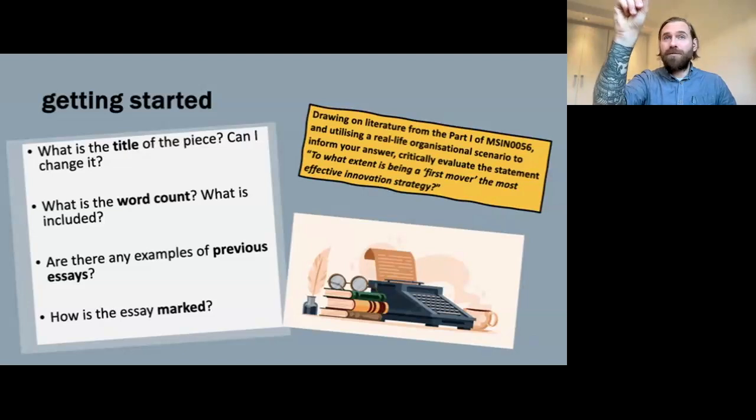Simply drag your cursor, first word to the last word. That's your word count. When it comes to examples of previously marked essays, we don't provide full examples of this. We tend to find that actually inhibits students' creativity.